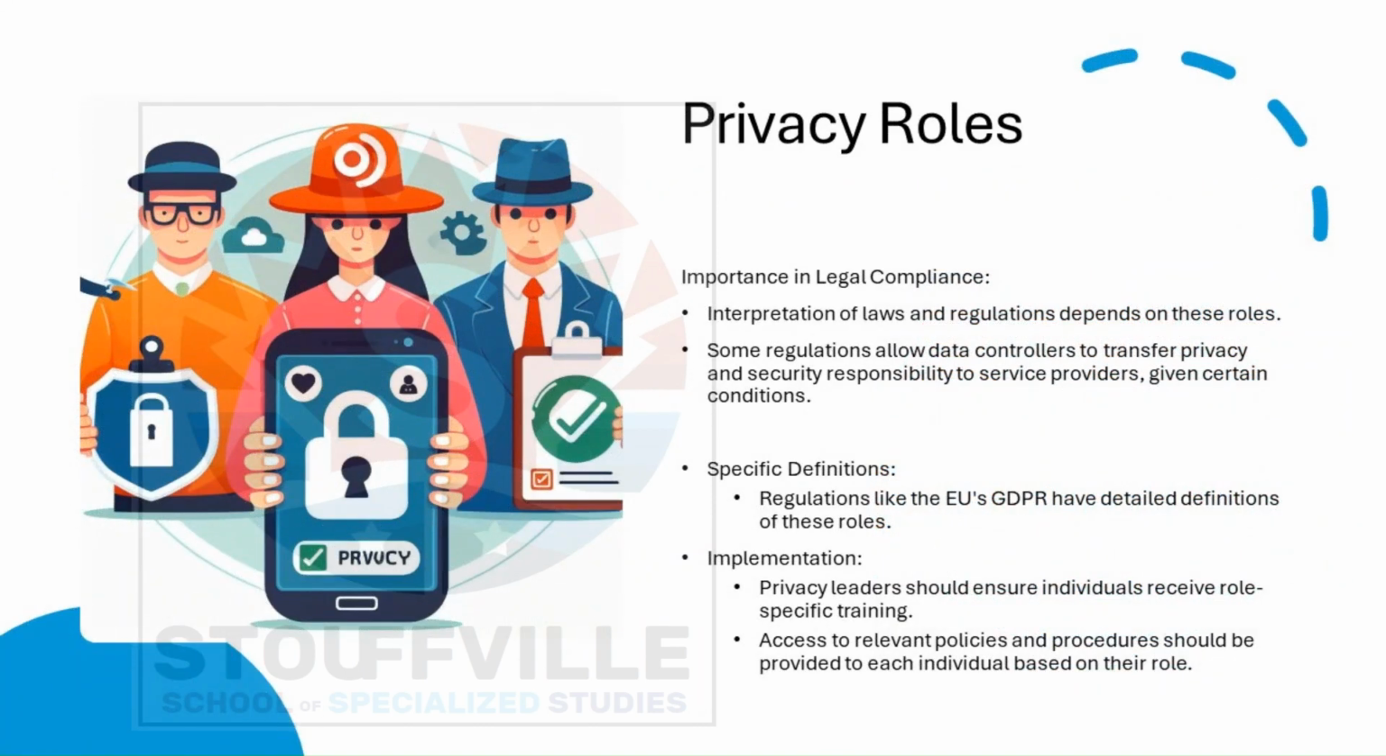We have to be careful, as the interpretation of laws and regulations depends on these roles. Some regulations allow data controllers to transfer privacy and security responsibility to service providers, given certain conditions. In specific definitions, regulations like the EU's GDPR have detailed definitions of these roles. In terms of implementation, privacy leaders should ensure individuals receive role-specific training. Access to relevant policies and procedures should be provided to each individual based on their role.